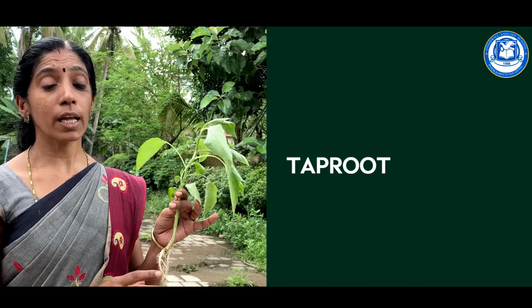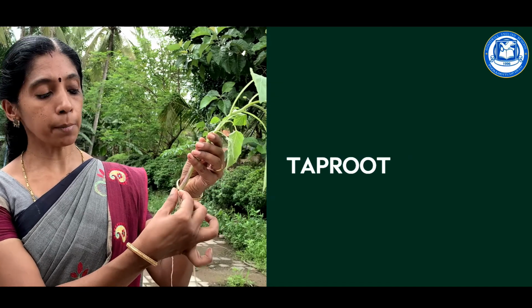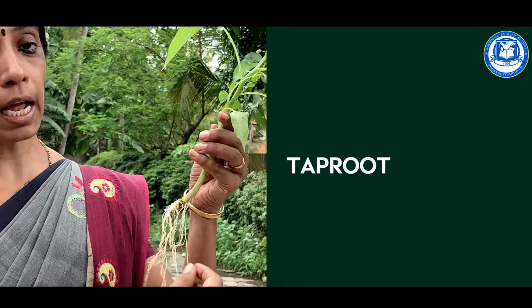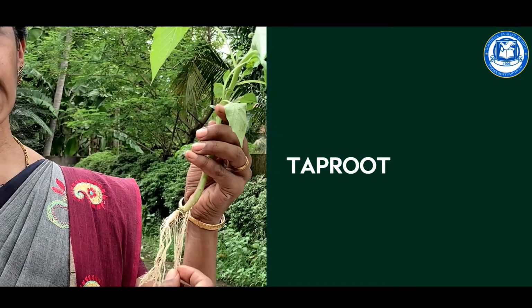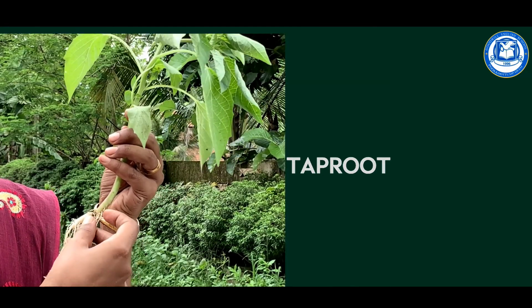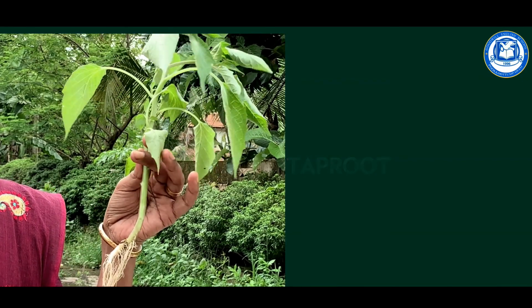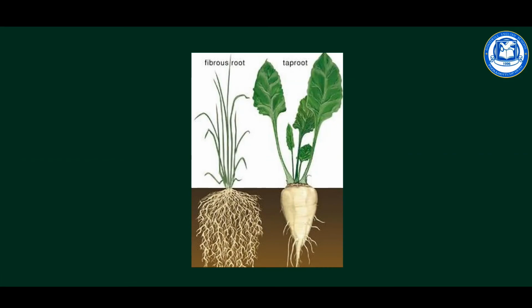The next type is known as taproots. Taproots means root having a main root and many branches on that, which are known as lateral roots. So these are the two types of roots. Fibrous roots, which means roots which look hair-like, and taproots, which means having a main root with branches on it.